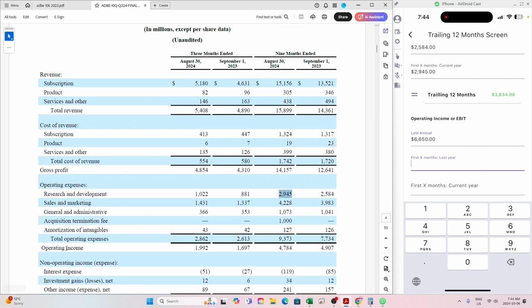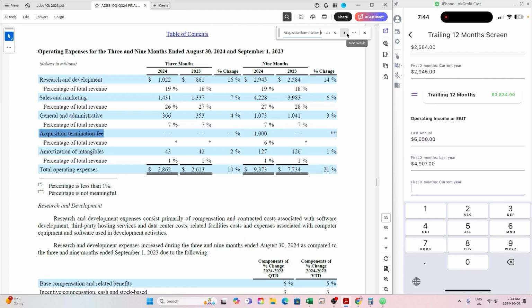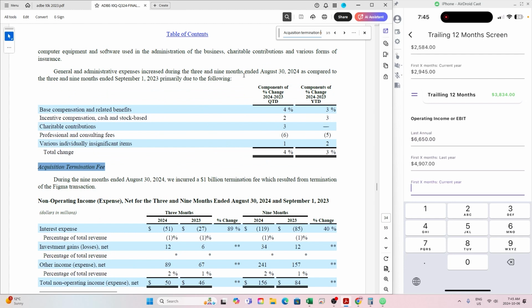First 9 months of last year was 4,907. And for this year it was 4,784. But there is one expense here which is unusual. We can't see it in any other months there. It is an acquisition cost. Let's find out why they paid this acquisition cost. As you can see, they paid around $1 billion in termination fees to Figma.